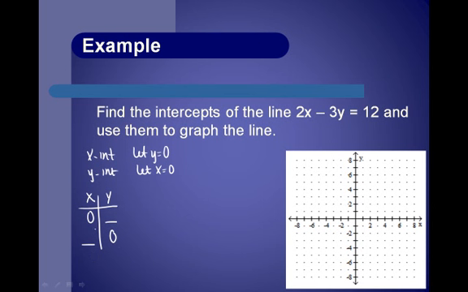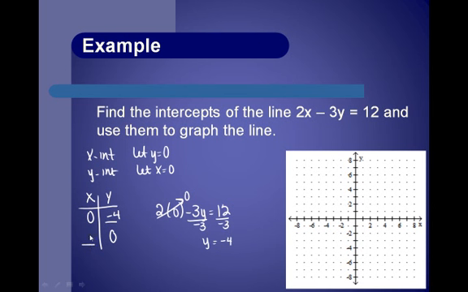So our first ordered pair, let x be 0. So we have 2 times 0 minus 3y equals 12. Well, 2 times 0 is 0, so that term is just 0. So you get negative 3y equals 12. To solve that, we're going to divide both sides by negative 3, so we get y is negative 4.